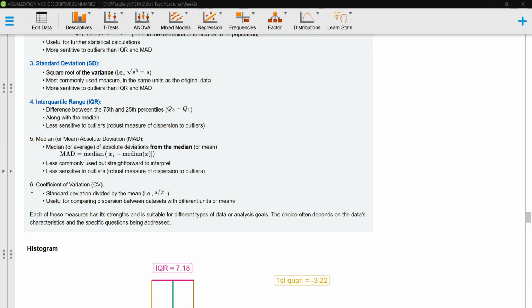And there is another measure of dispersion called the coefficient of variation. This one is just the standard deviation divided by the mean. So the measure of dispersion scaled by the mean is the coefficient of variation. In psychology, the CV is not widely used. It is widely used in economics or market share analysis, something like that. And it is useful for comparing dispersion between data sets with different units or means.